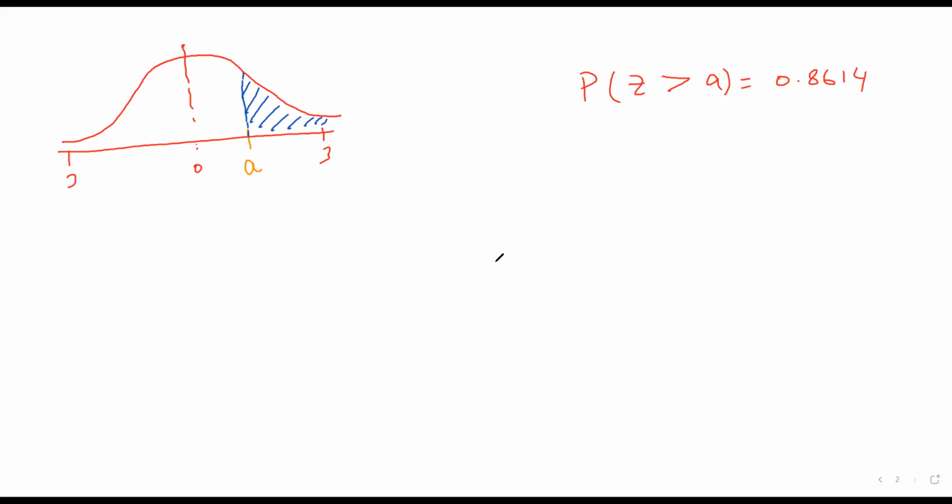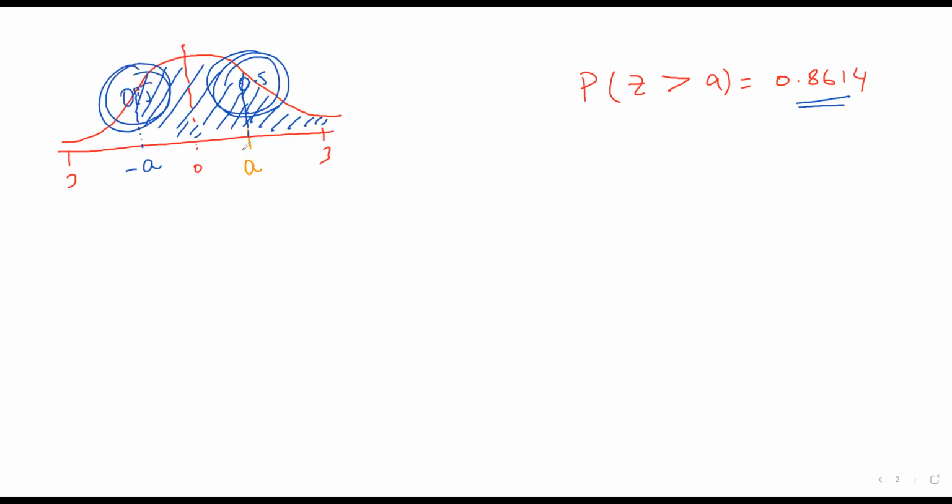If it is over here, like this, then all this area has to be there, only then this can be 0.86. Remember, all this area over here is 0.5. All this area over here is 0.5.